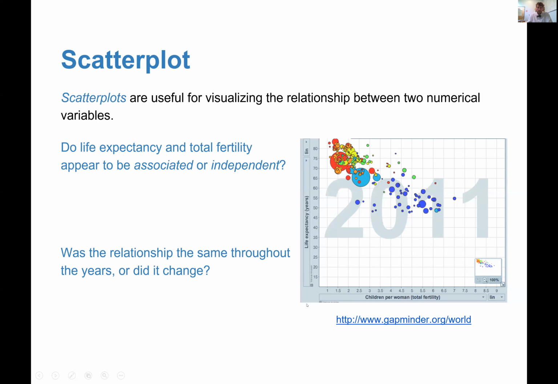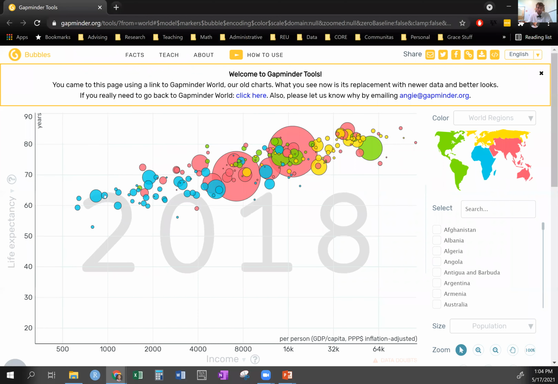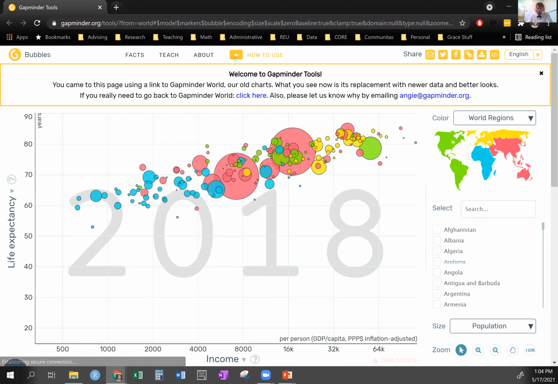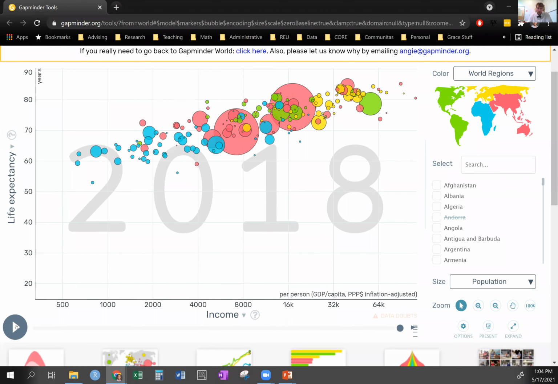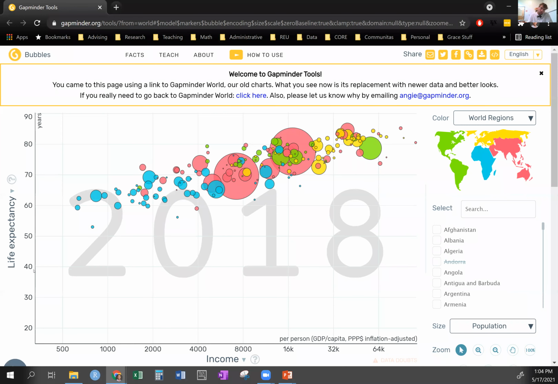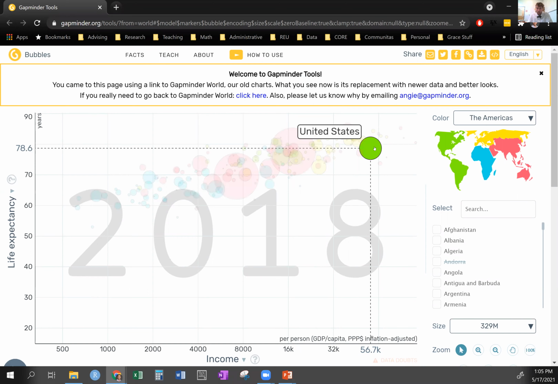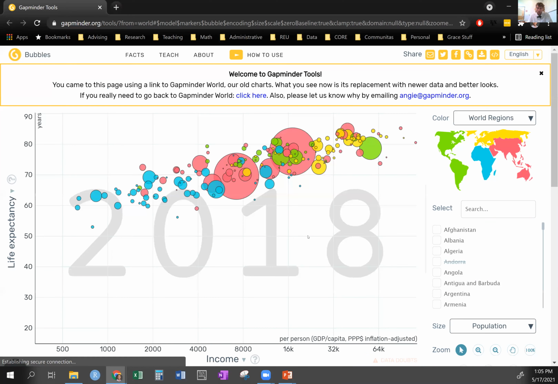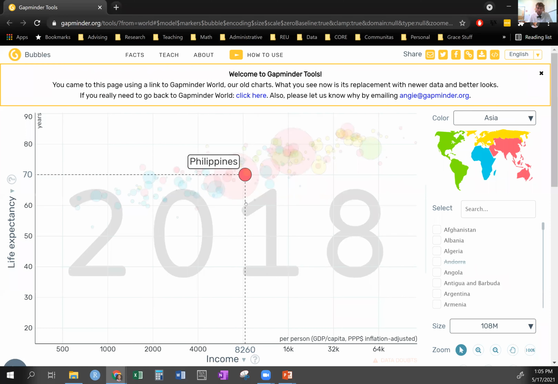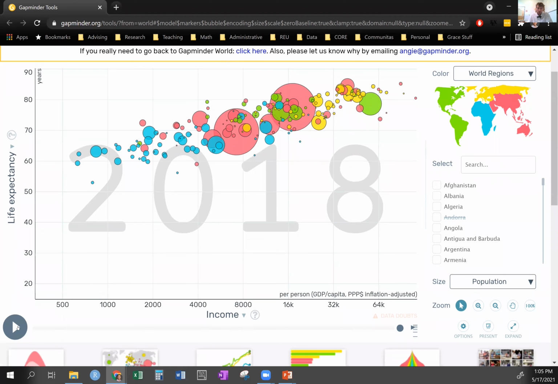Here, let's go to this Gapminder site, if it still works. I hope it does. Okay. All right, so we're looking at life expectancy and income. And then we've got different countries. So United States is right there. And the size of the bubble is population. So let's play.